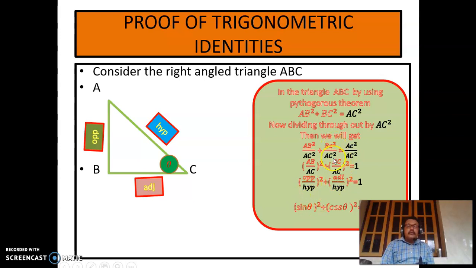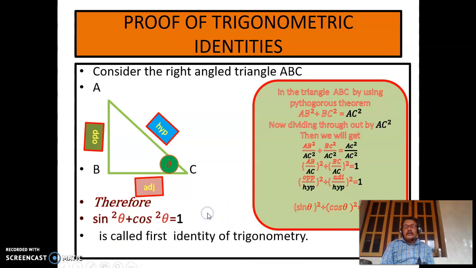Similarly, BC squared by AC squared can be written as BC by AC whole squared. Here BC is the adjacent side, AC is the hypotenuse, adjacent by hypotenuse whole squared, so that is cos theta whole squared. So sin theta whole squared plus cos theta whole squared equals 1. This can also be written as sin square theta plus cos square theta is 1. This is known as the first identity.